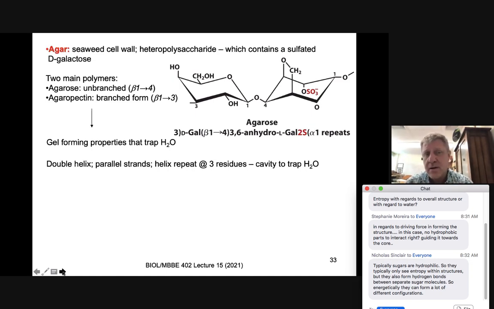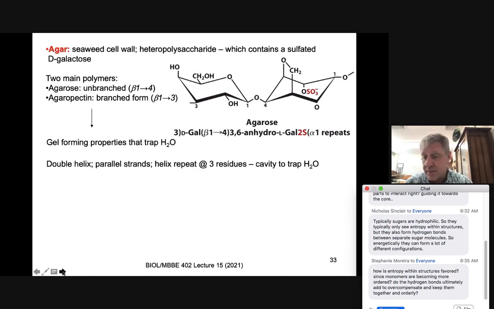Now, agar itself comes from an extraction from seaweed in most cases. So we see these as part of the seaweed cell wall. The interesting aspect of this structure is that it contains repeated moieties of D-galactose, which are sulfonated. And again, this sulfonation becomes very important in enabling you to produce a three-dimensional structure. So there are two main polymers in seaweed, as we see.